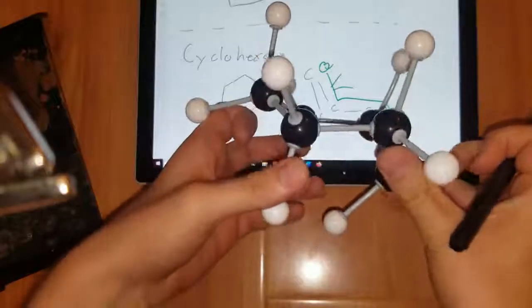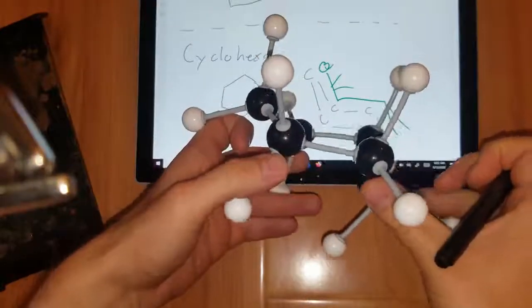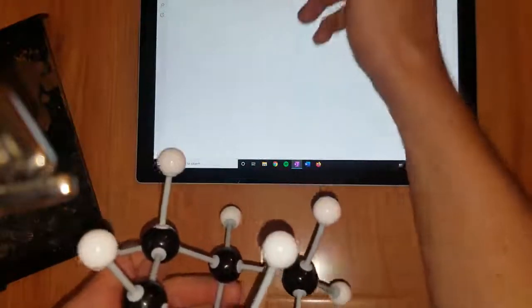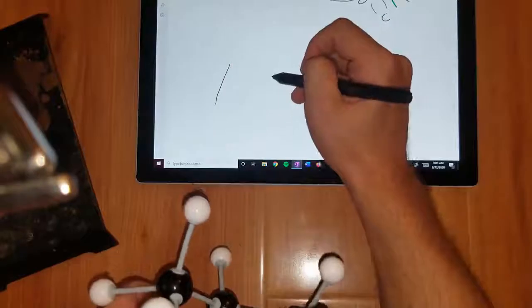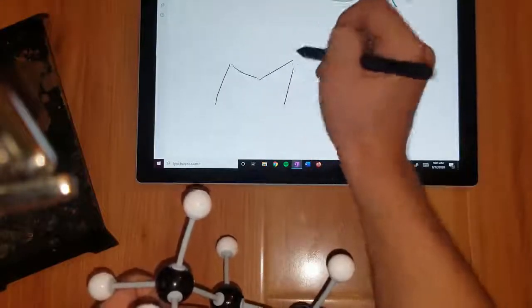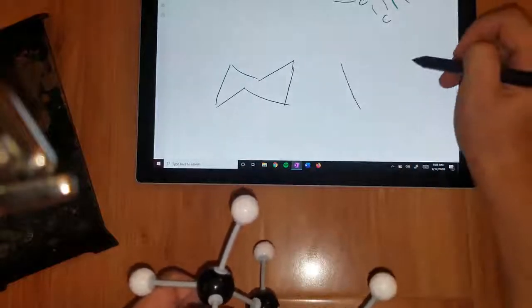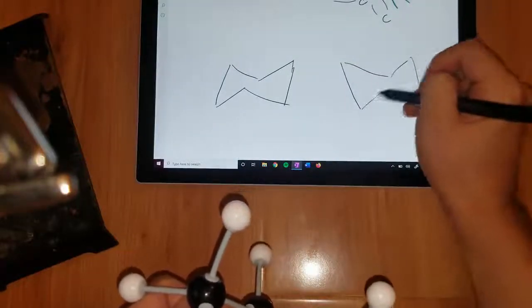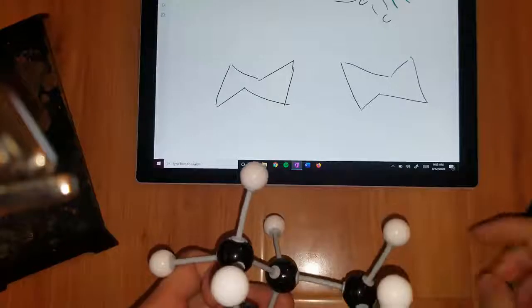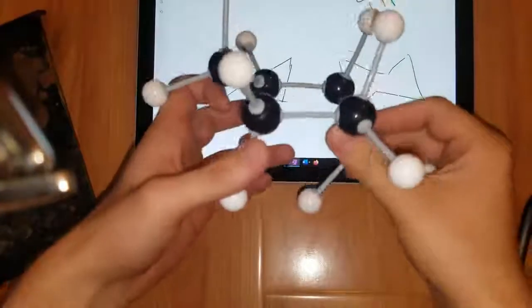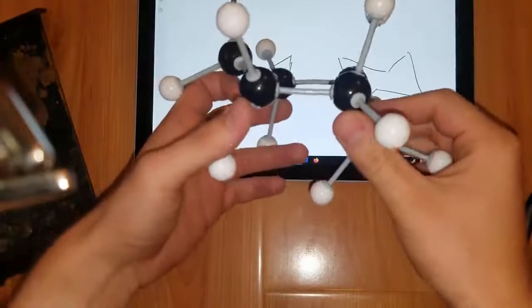Right? So that's how it looks like a chair. However, that's not the way we draw it, right? The way we draw these chair conformers is more like this kind of bow tie type of setup, like that, or like that. And so, how do we get from here to what we actually draw? Well, we just simply rotate it.